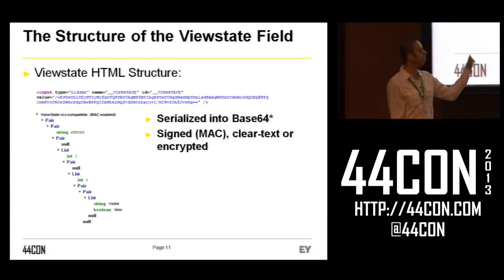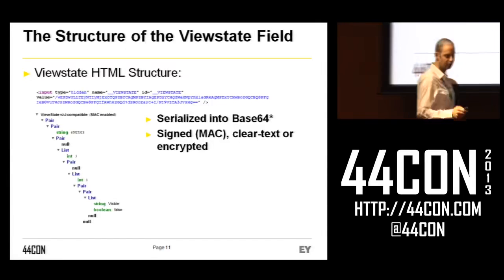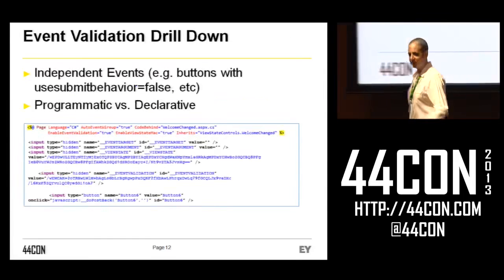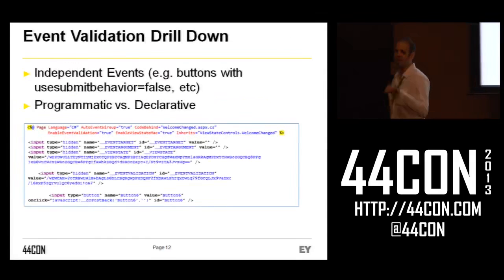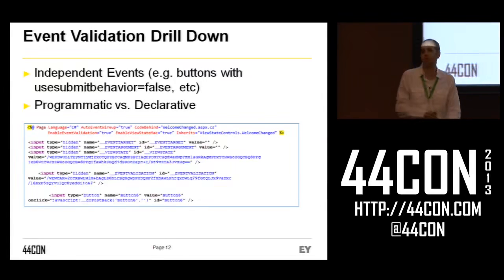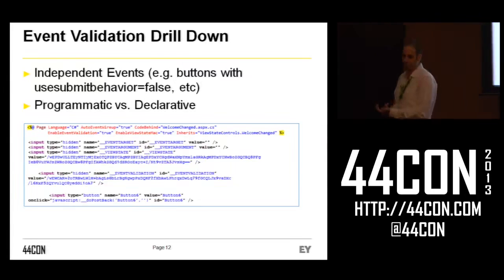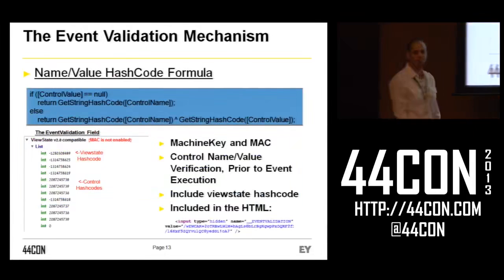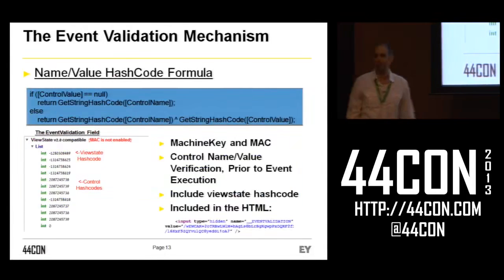And in addition to that security mechanism, there's another security mechanism called event validation, which has one sole purpose: to prevent users from changing or affecting server controls in ways that they are not supposed to. And it's also implemented as a hidden field, and it's also a base 64 serialized object. However, it doesn't contain properties.